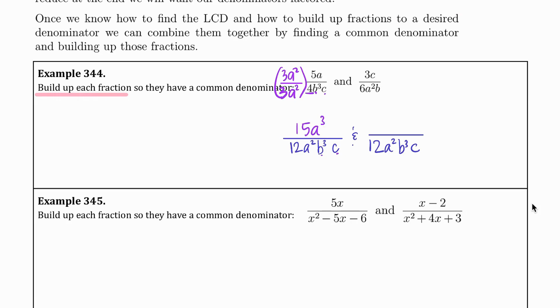All right, let's see what we multiplied this second one by to go from 6a squared b to this denominator right here. To get from 6 to 12, we multiplied by 2. A squared, this already has an a squared. This has b to the first, we need b to the third, so I'm going to multiply it by b squared. This doesn't have a c, we need a c, so I'm going to multiply it by c. So we multiply the top and bottom by 2b squared c. So our second fraction turns into 3 times 2 is 6, b squared, c squared.